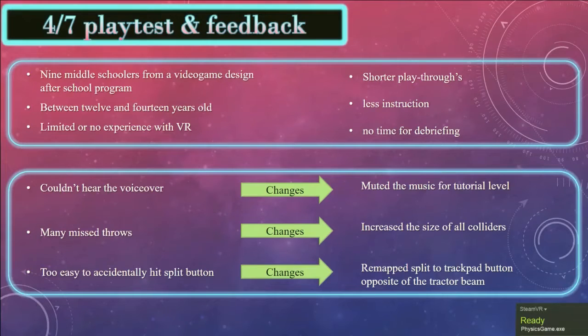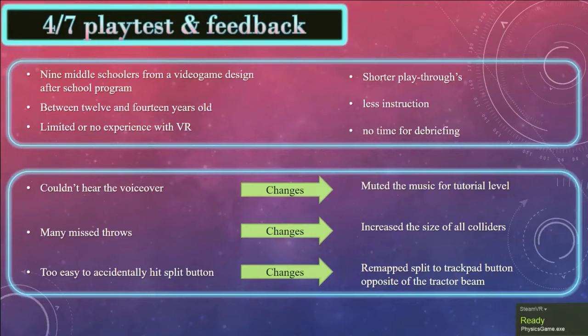We had a similar experience the next day when FIEA brought in a large group of middle schoolers from a video game design after-school program. We were able to test with nine of those, but it was a much faster, rather hectic kind of playtest session because they were under a time constraint. So we got a little bit more volume, less in-depth debriefing from that. But it was still very useful.